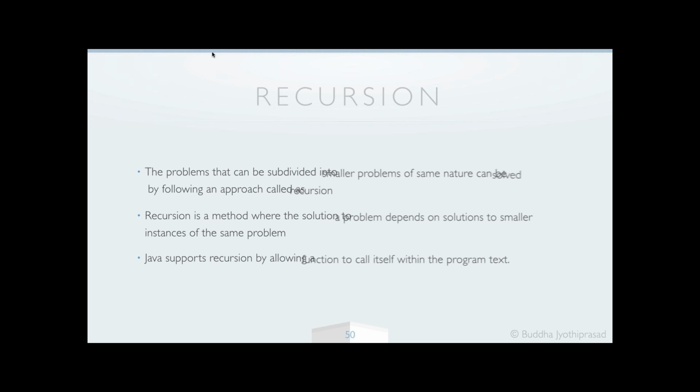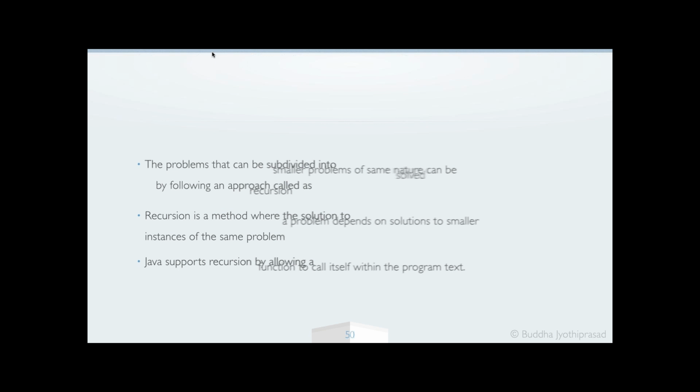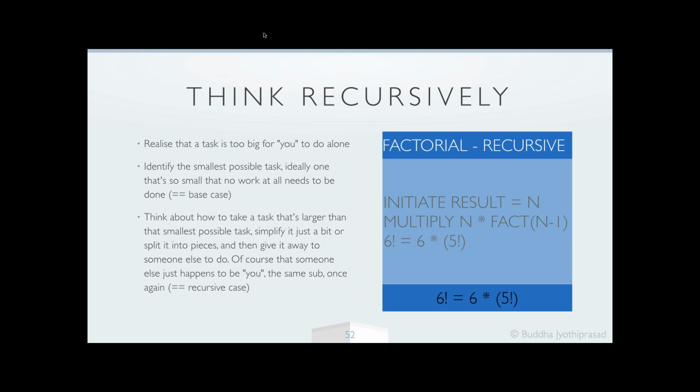Say for example, we are calling isPrime from main, right? What if you call isPrime from the isPrime method itself? That is called recursion. Some problems can only be solved by using recursion approaches. Okay. So how do you think?